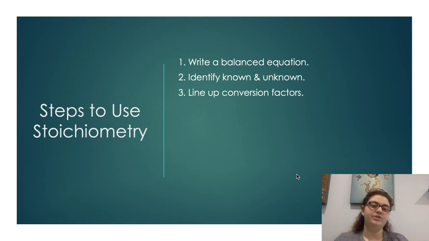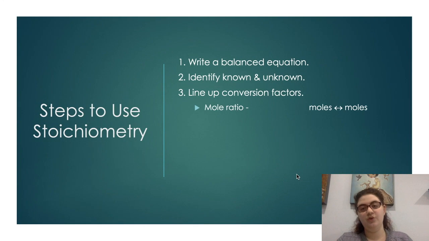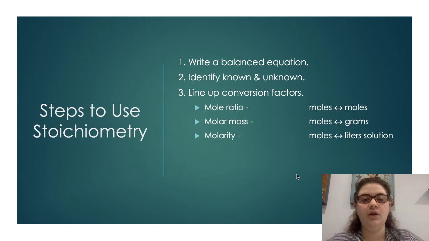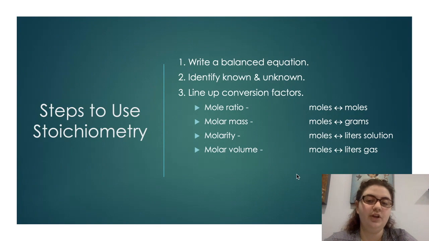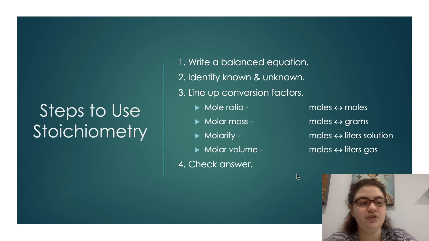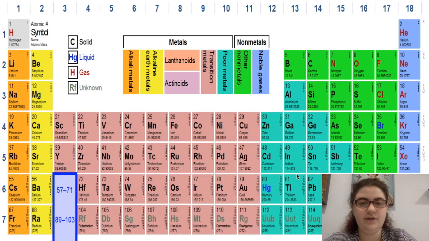Then you need to use conversion factors. The conversion factors you can use are the mole ratio, which converts moles to moles, and the molar mass conversion factor, which does moles to grams. Then we have molarity, which is moles to liters of a solution, and molar volume, which is moles to liters of gas. And then all you need to do is check your answer to make sure everything's correct.